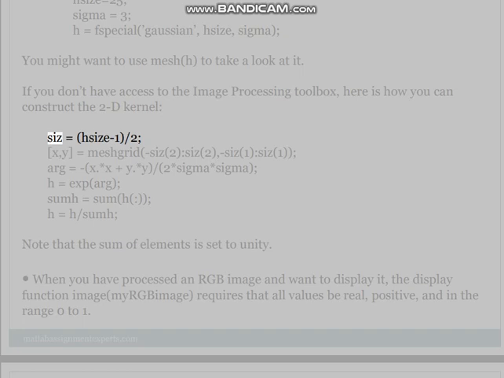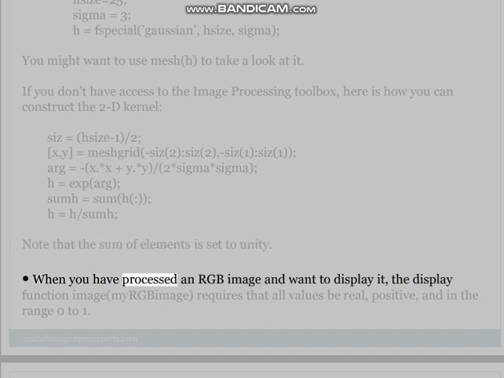siz = (size-1)/2; [x,y] = meshgrid(-siz:siz, -siz:siz); arg = -(x*x + y*y)/(2*sigma*sigma); h = exp(arg); sum = sum(h); h = h/sum. Note that the sum of elements is set to unity.